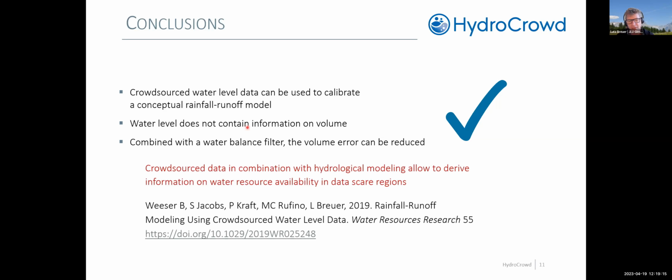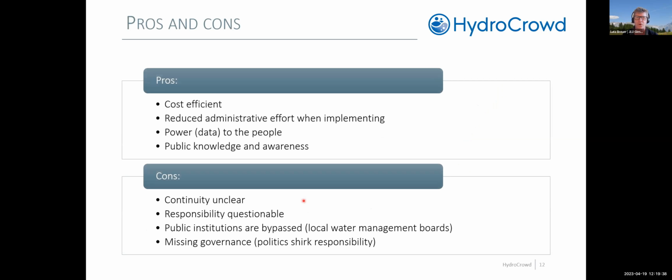The crowdsourced data in combination with the hydrologic modeling allows us to derive information on water resources that is important for people living in the area. And if you're interested in the model experiment and the parts of the validation and calibration aspects, have a look at the publication that is related to this work. Finally, I want to give some ideas about the pros and cons of this kind of data that we are collecting here.